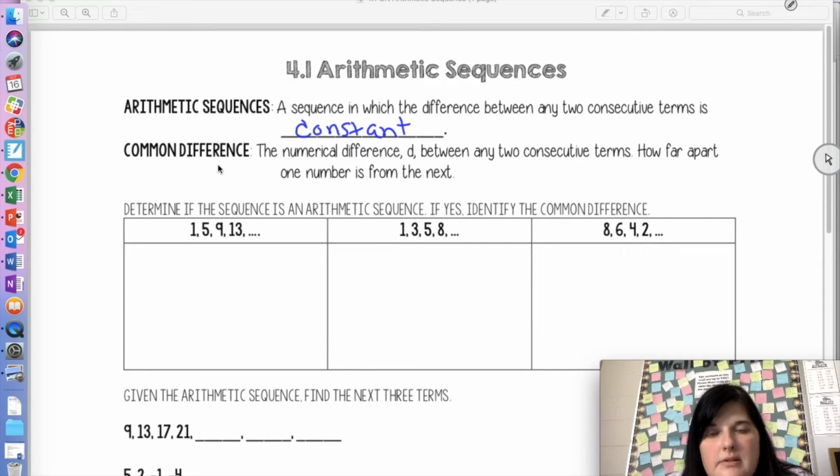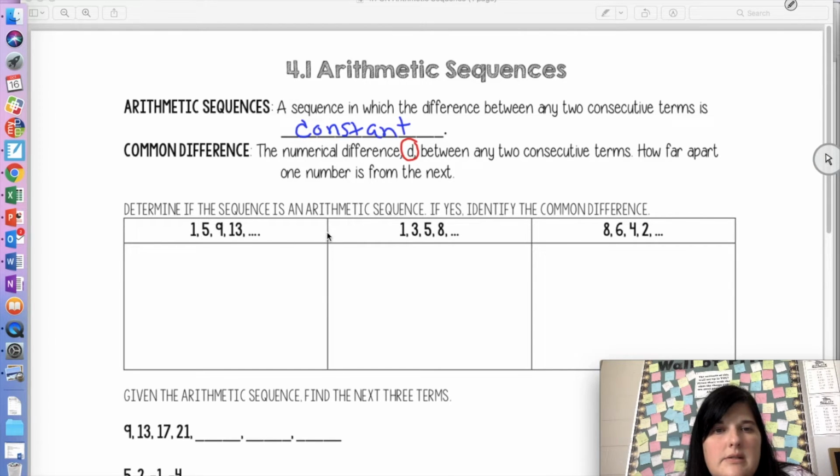And then the common difference is the numerical difference d. So you're going to want to circle this letter. d is what we're going to use in the formula to talk about the common difference between any two consecutive terms. In other words, it's how far apart one number is from the other. When you're thinking of a set pattern, you probably did it in elementary school where they gave you 2, 4, 6, 8, and then asked you to find the next two numbers and you wrote down 10 and 12. So you did that without even realizing you were doing arithmetic sequences. The common difference was a positive 2, where you're adding 2 every time to get to the next number. You're counting by 2s. So that's what common difference is, just how much you're counting by.